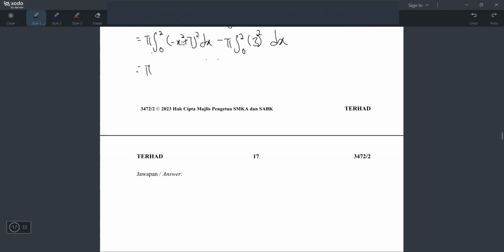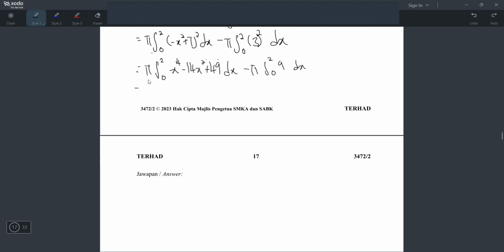So how to integrate this? I think I have to expand first. So this symbol I have to write negative x squared, and when you square, I think it's x power 4 minus 14x squared plus 49. All right, you just do like just now, and then dx. And then this one is just pi integrate 2 to 0. 3 squared is just 9 dx.